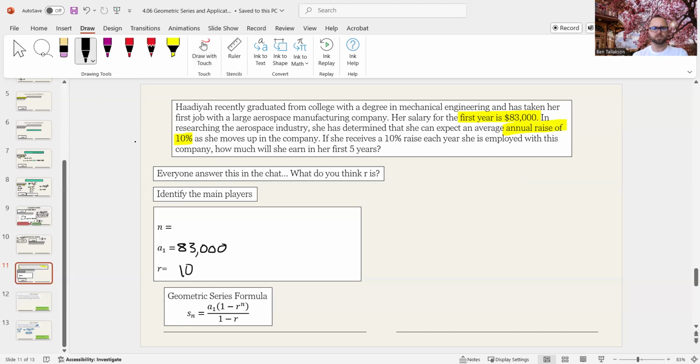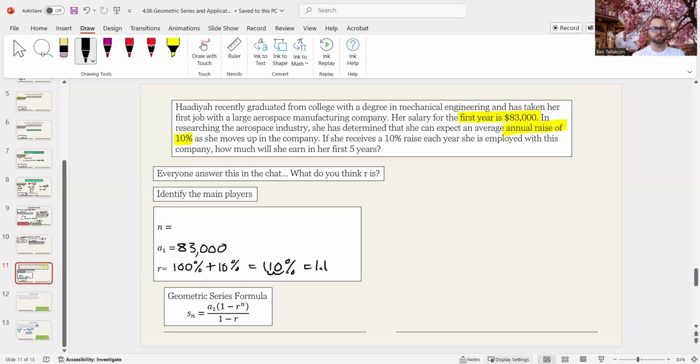Is it, this is 10%, right? Did we move the decimal over twice? So R is 0.10. Well, think about if I multiplied 83,000 times this, would I be getting a raise or a cut? I'd be getting a salary cut, and that is not what's happening. So you need to remember that the ratio here is that she's making 100% of what she made before, plus an additional 10%, which now we can move that decimal 2 places. So R is 1.10 or just 1.1.